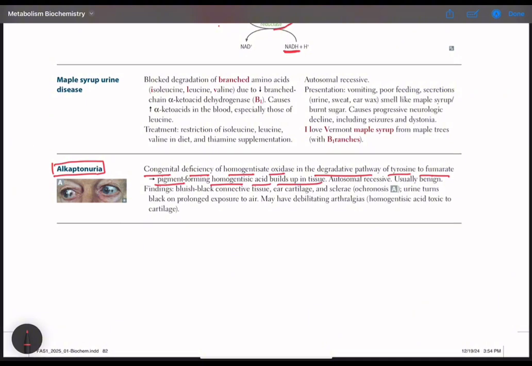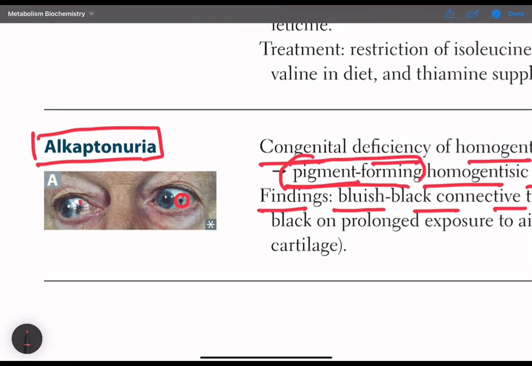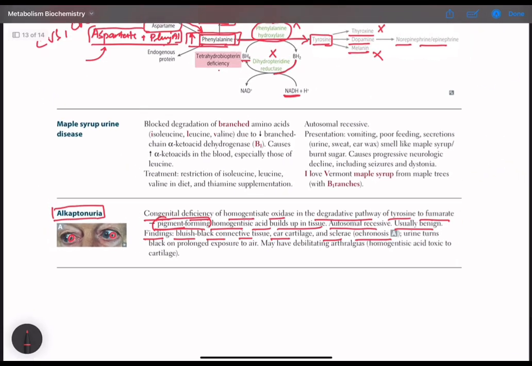So we have pigment forming homogentisic acid build up in tissue. This homogentisic acid is a pigment forming structure accumulated in the connective tissues. It is autosomal recessive and usually benign. The findings are bluish black connective tissue, ear cartilage, and sclera, known as ochronosis. These black spots are known as ochronosis. Another thing is that urine turns black on prolonged exposure to air or when left standing, due to high levels of homogentisic acid, which is a pigment forming structure. The main concern these patients have is debilitating arthralgias due to the buildup of homogentisic acid, which is toxic to cartilage.